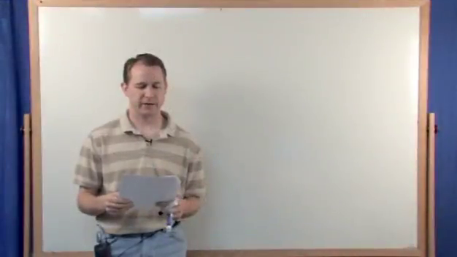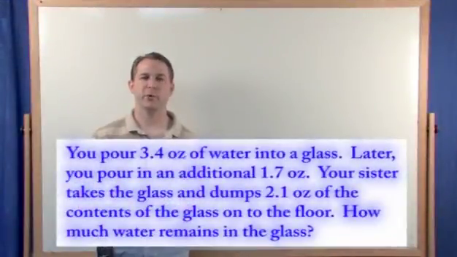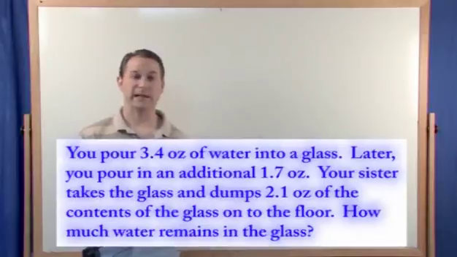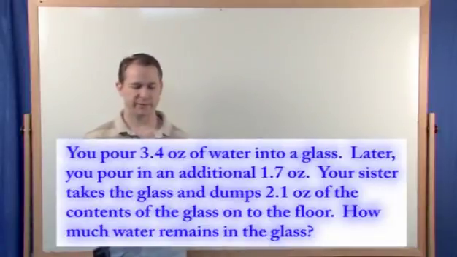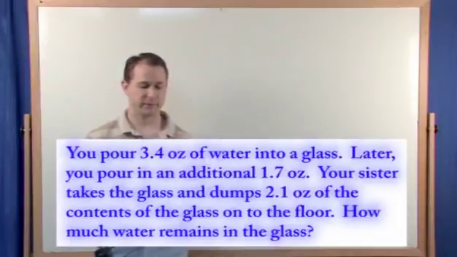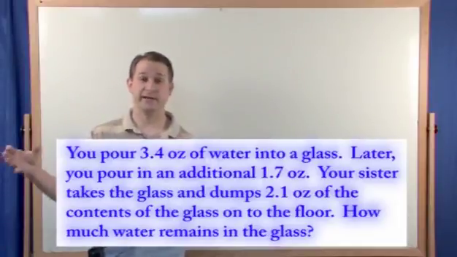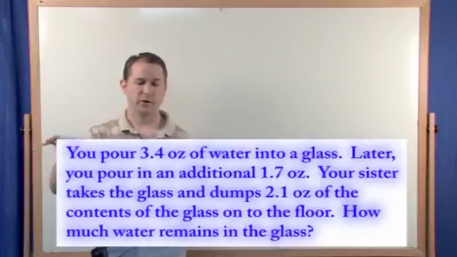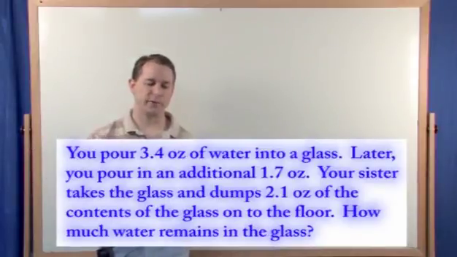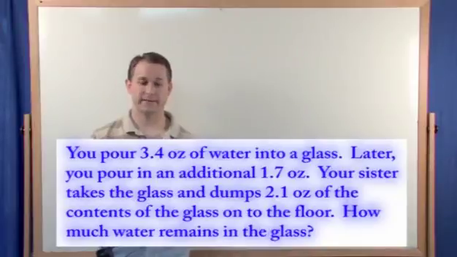Okay, the next problem says you pour 3.4 ounces of water into a glass, and later you pour an additional 1.7 ounces into the glass. Okay, your sister then takes the glass and dumps out 2.1 ounces onto the floor, and the question is how much water remains in the glass, okay?